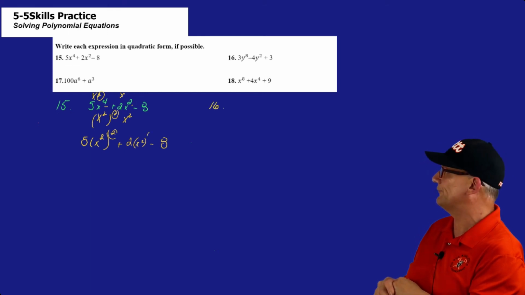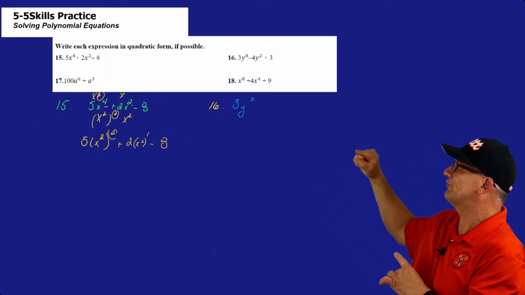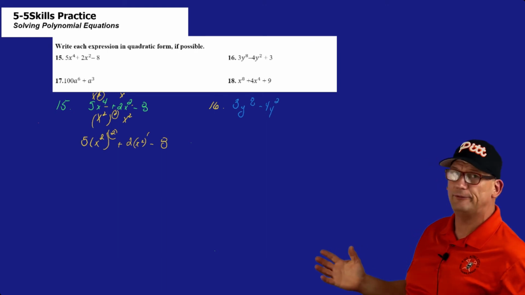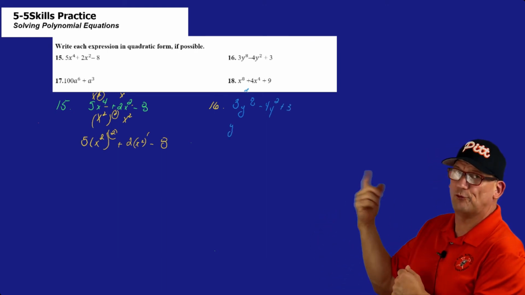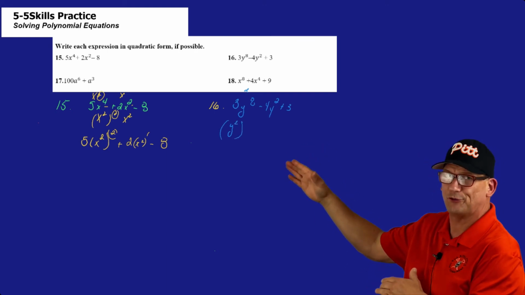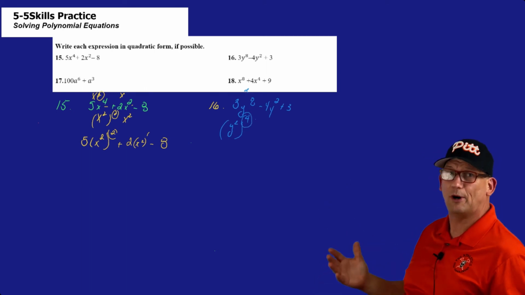Now look at number 16. Can I take y squared and square it and have it equal y to the eighth? Well, no, you can't do that. It doesn't equal that. You can take y squared to the fourth power and equal y to the eighth, but not squared. It has to be a squared term. So number 16 cannot be written in quadratic form.